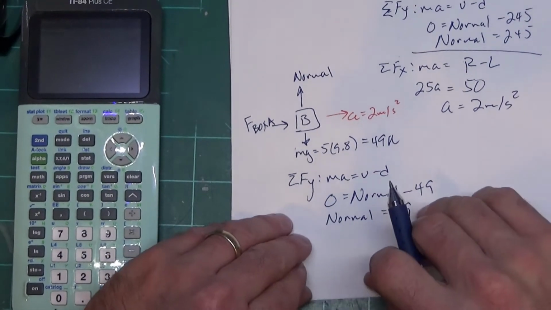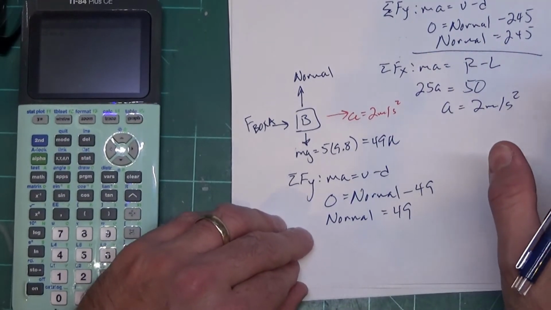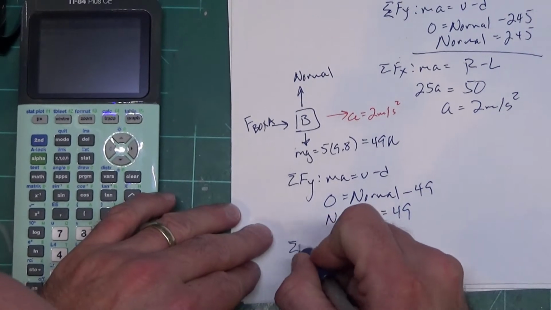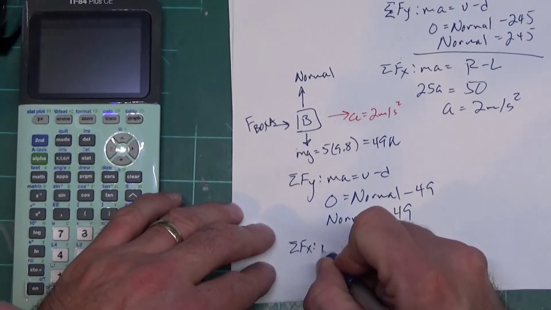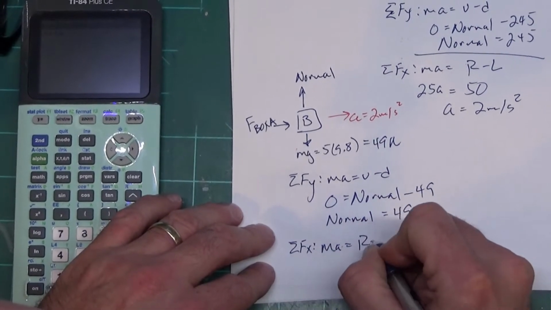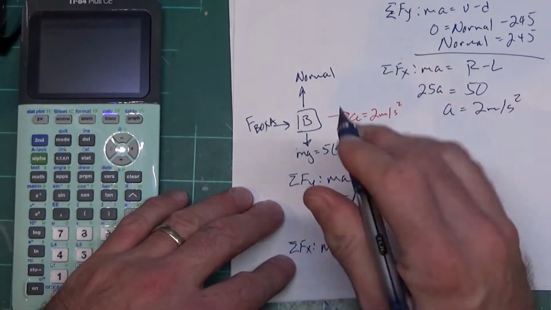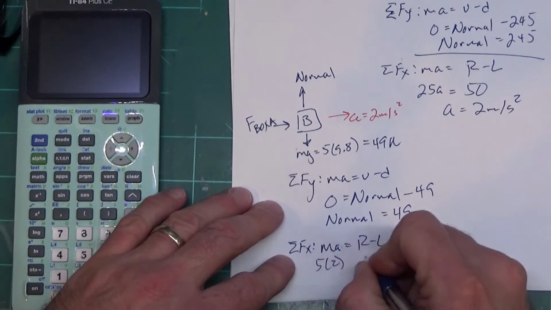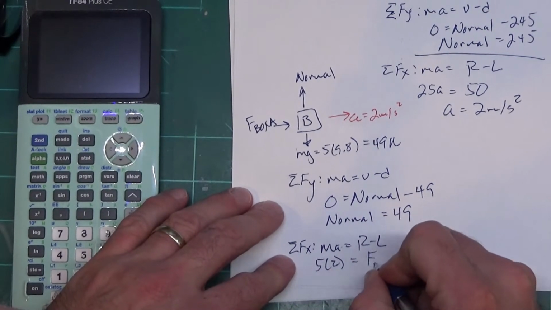That's nice, right? Now, there's no friction, so I get to skip the friction step. So I can go to sum of the forces in the x. That's ma equals right minus left. Now, my mass is 5, my acceleration is 2, so it's 5 times 2 equals the force from box A.